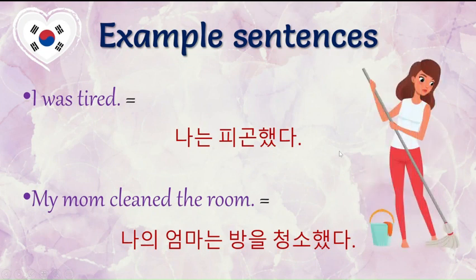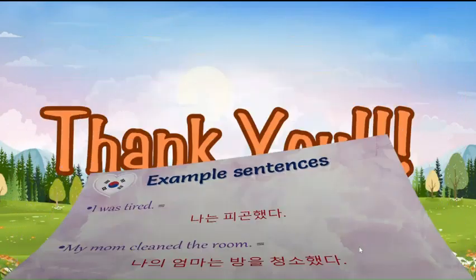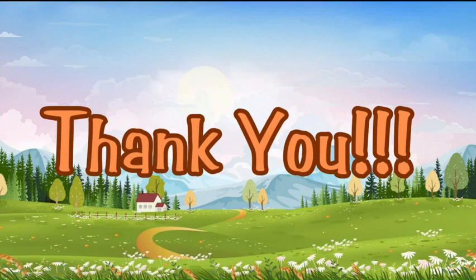Okay? Next example is, my mom cleaned the room. 나의 엄마는 방을 청소했다. My mom is 나의 엄마. Room is 방. To clean is 청소하다. In past tense, 청소했다, because it is a hada verb. Okay? Alright, so this was all about Korean adjectives being conjugated in the plain form.